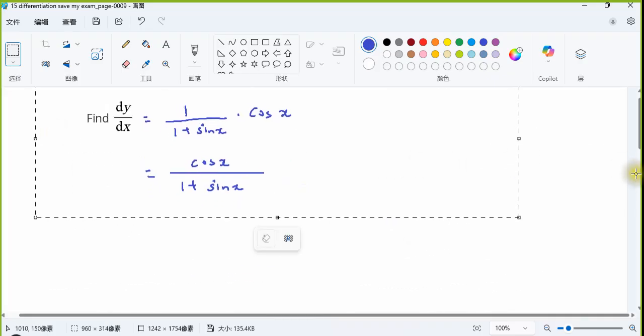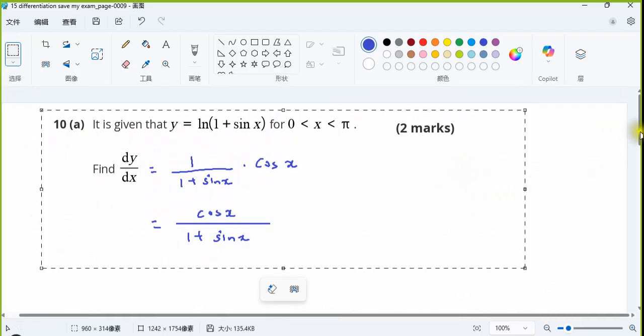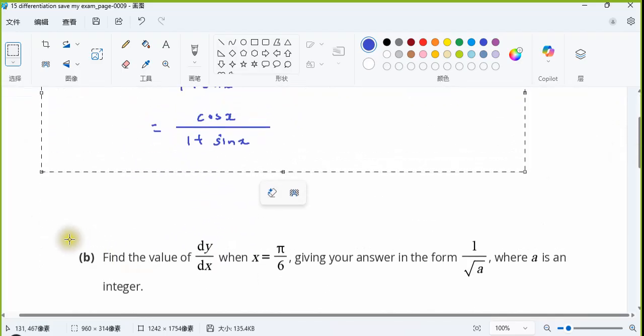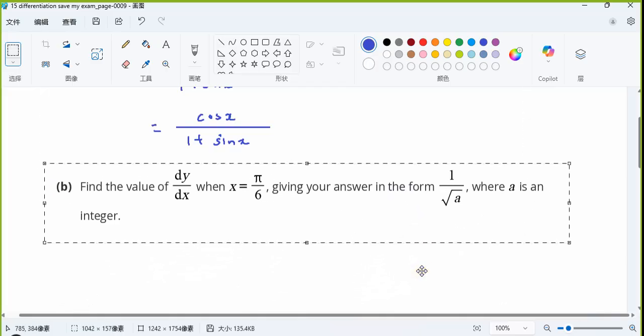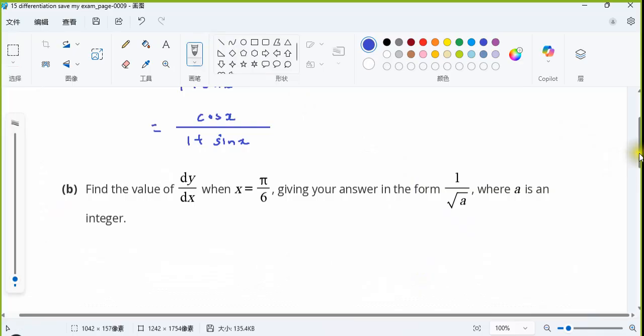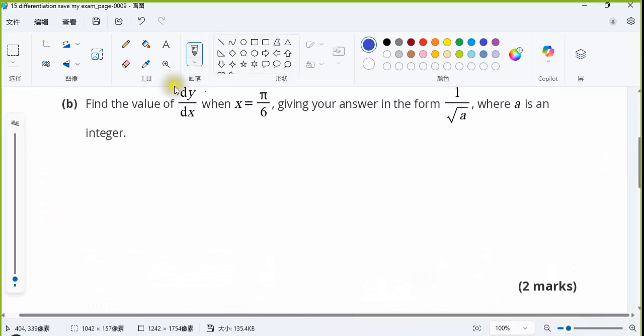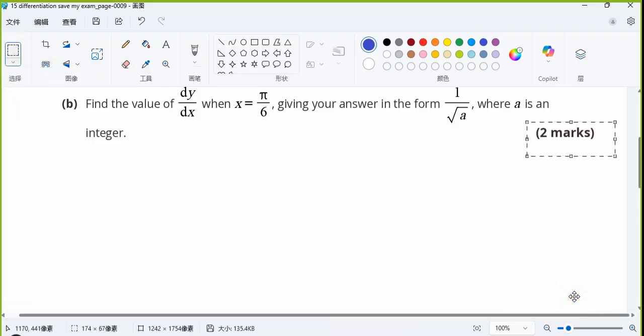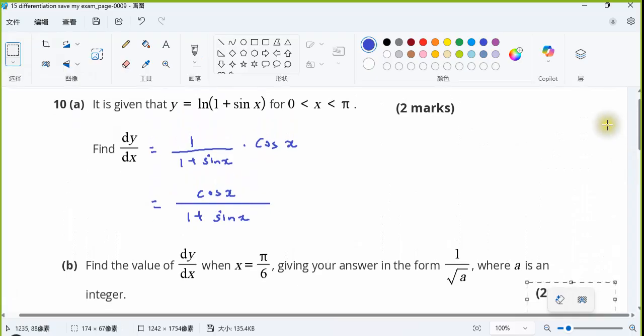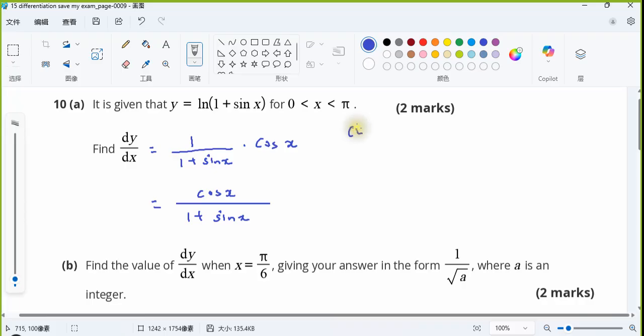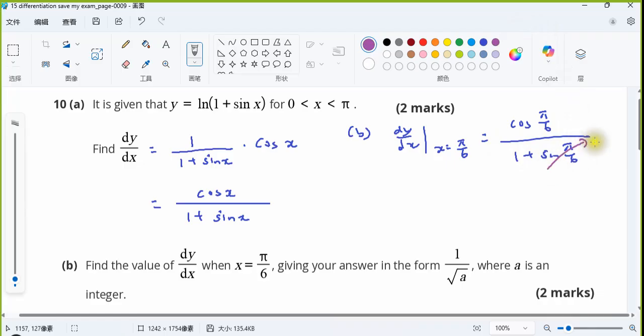Next. Find dy/dx when x equals pi over 6, and then give your answer in this form, where a is an integer. So dy/dx when x equals pi over 6 is cos pi over 6 over (1 plus sine pi over 6). We know this is half and this is square root 3 over 2.